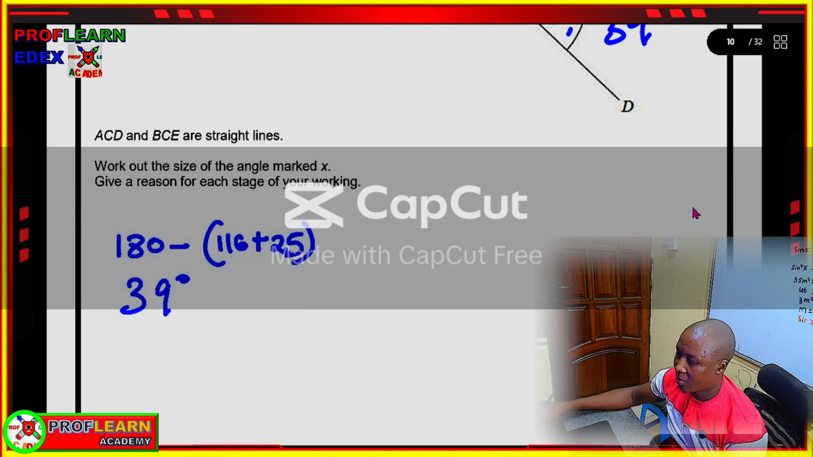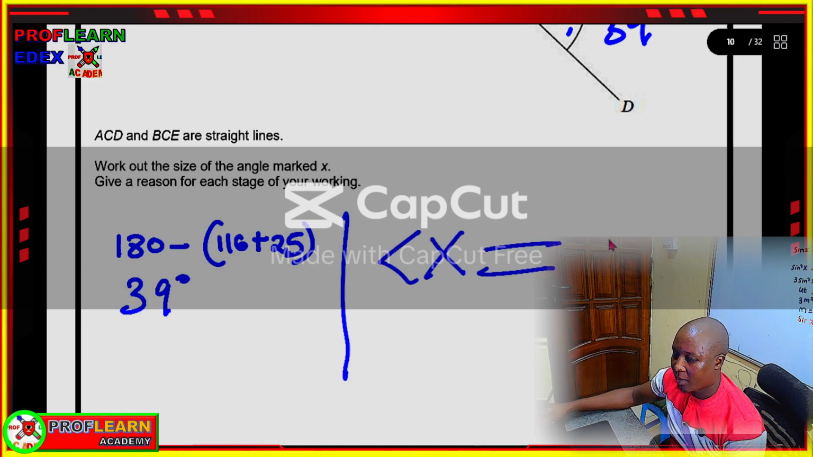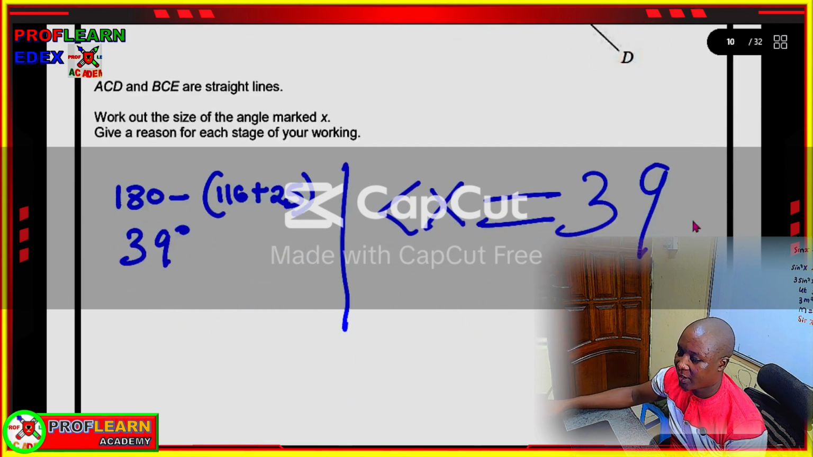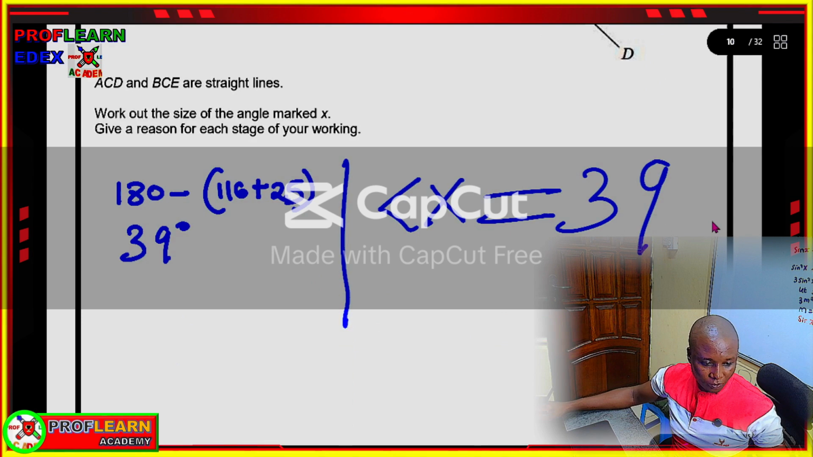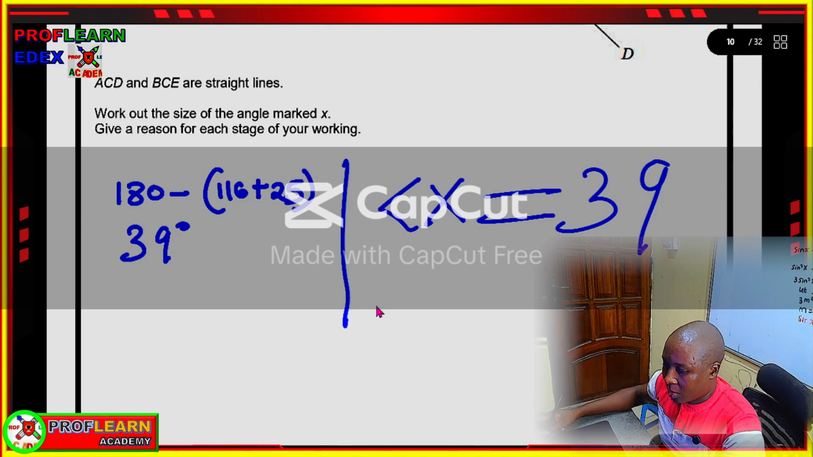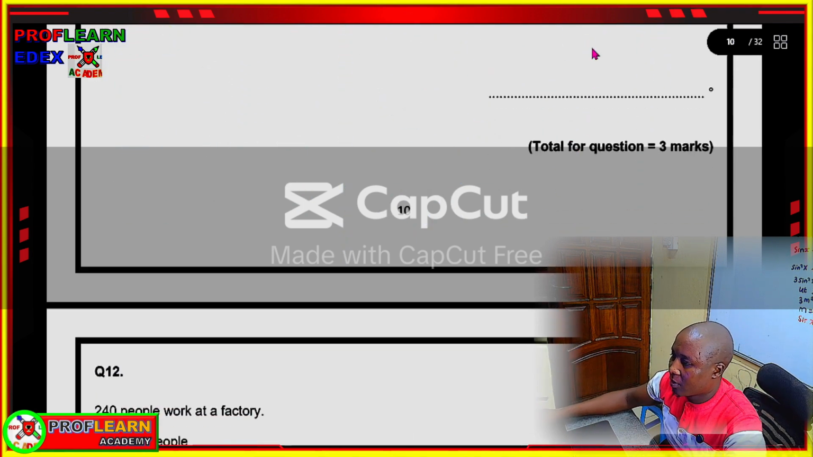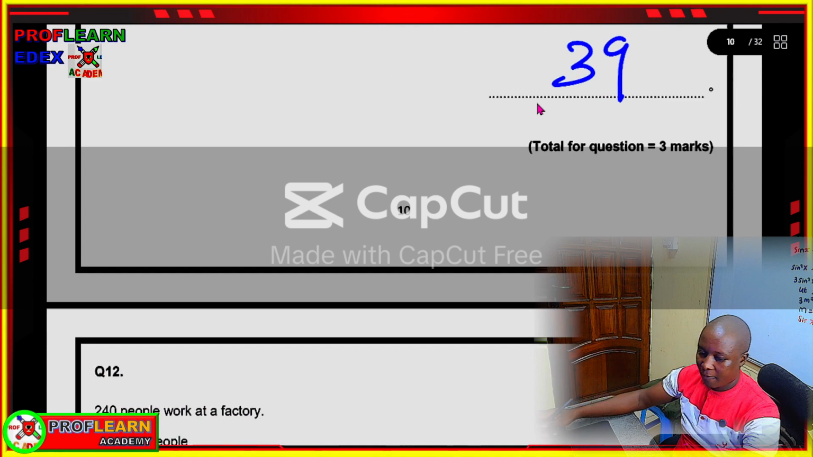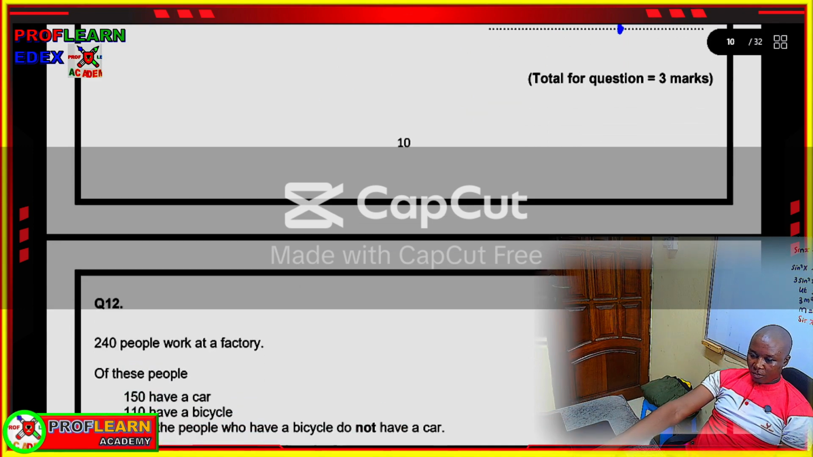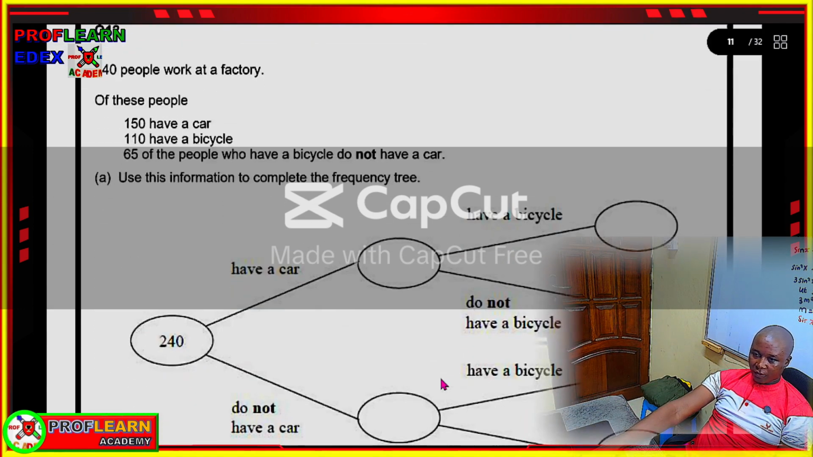Angle X is going to be equal to what? Angle X is going to be 39 as well, vertically opposite angles. So, moving to question number 12.